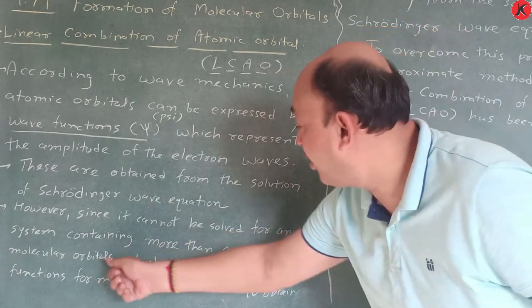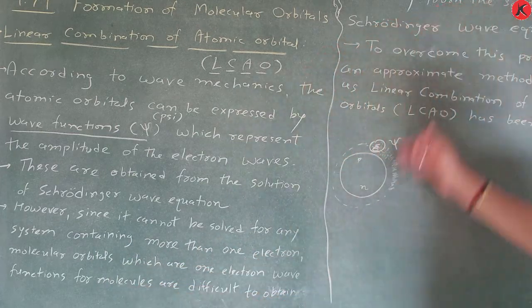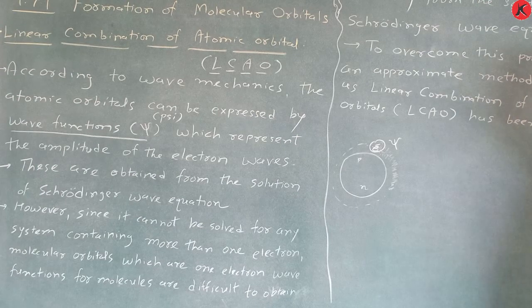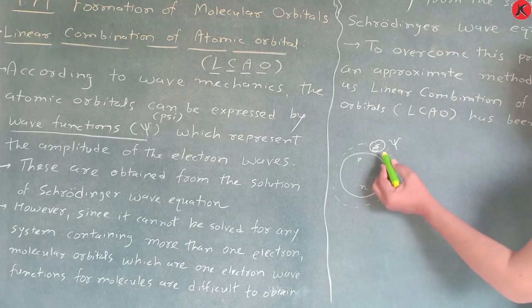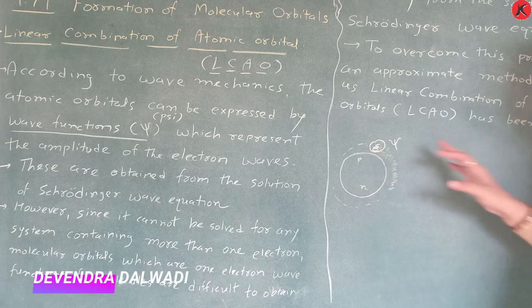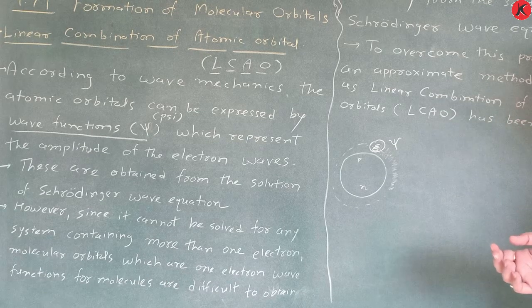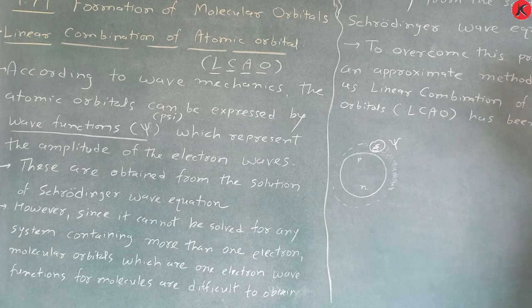So here molecular orbitals, which are one electron wave functions for molecules, are difficult to obtain directly from the solution of the Schrödinger wave equation. To overcome this problem, an approximate method known as linear combination of atomic orbitals has been adopted. Understand from here: one hydrogen containing psi is there, so this is atom A with psi A, and another hydrogen atom B containing psi B. So here attraction and repulsion is there.